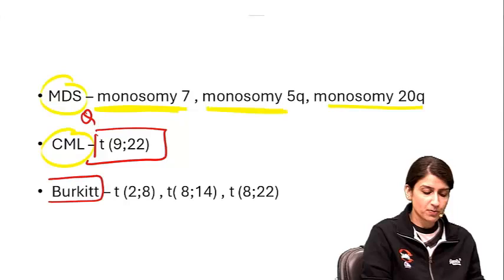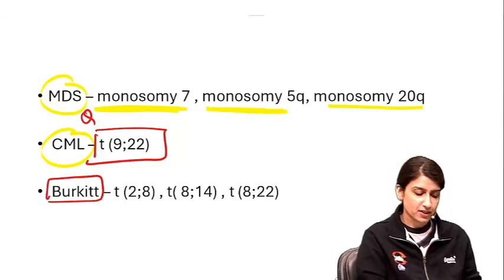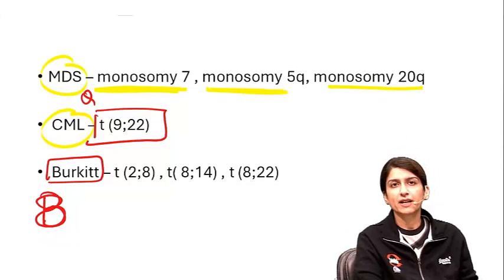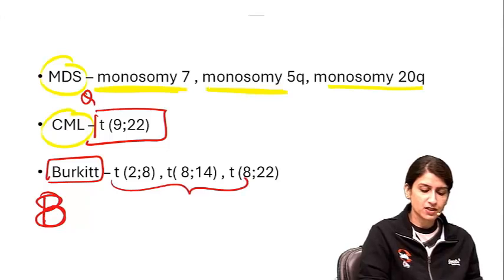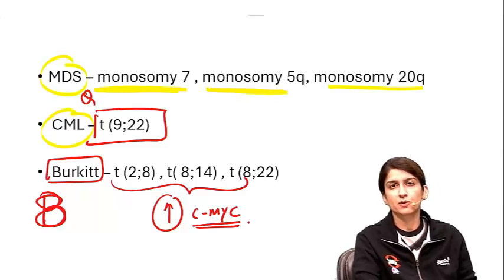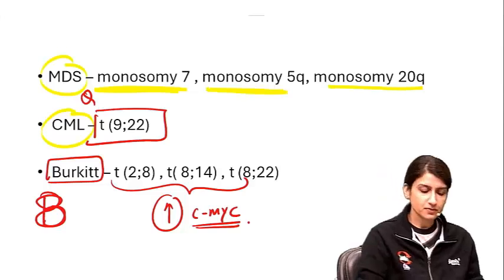If I talk about Burkitt's, a classical 8. If you see B, you see chromosome 8. So 8;2, 8;14, 8;22, the common chromosome. और इन तीनों translocations की वजह से इन लोगों में क्या होता है? I have increased c-MYC proliferation, right? A hell lot of tumor proliferation is going to be seen in your Burkitt's lymphoma, right?